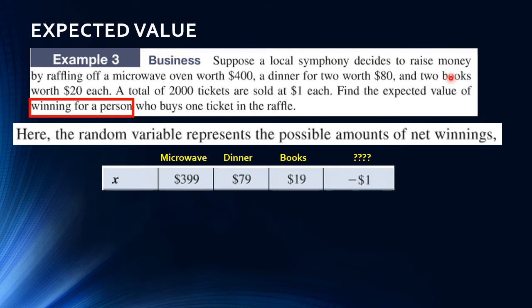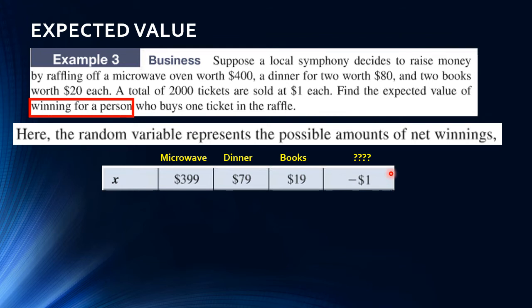So here's the tricky part. Well, wait, you're like, wait, the microwave was worth $400. That's correct, but remember you paid $1 for the raffle ticket. The dinner for two is worth $80, but you paid $1 for it, so you're really only winning a value of $79. Each of the books is worth $20, and so if you won a book, you would win essentially $19. And of course, if you won nothing, then you would actually lose $1, and so that random variable is a -1.